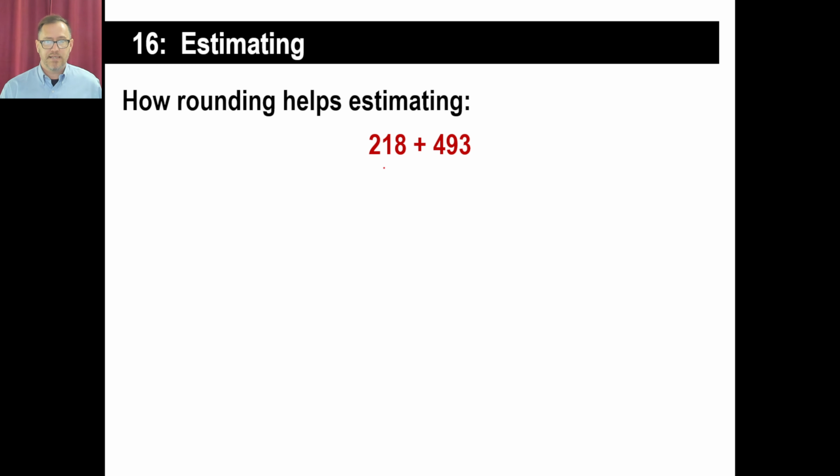So what you would say is, well, let's see, we can even pretend like this is money. We can say that that's 200 cents or $2. And then this is about 500 cents or $5 or whatever. So that's about 700, we would say, or $7. That's an example of how rounding helps estimating.